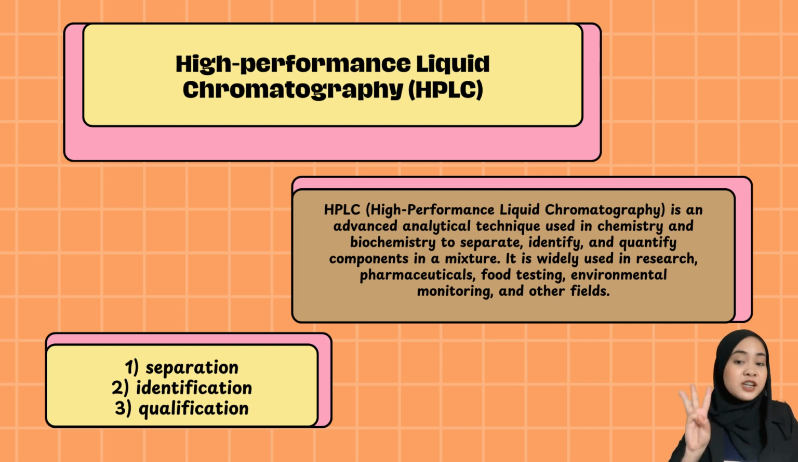HPLC has three main functions. First, separation. It separates the components in a mixture like food dyes. Second, identification. It identifies each component based on their unique properties. And the third one is quantification. It quantifies how much of each component is present.